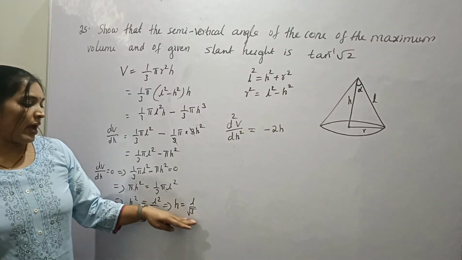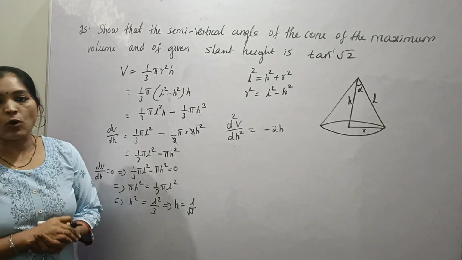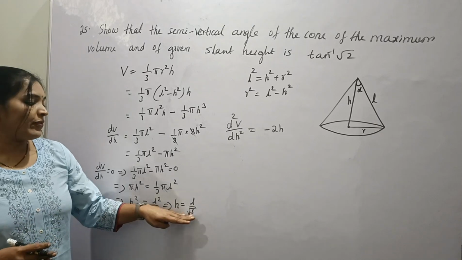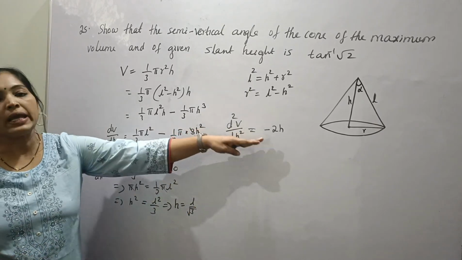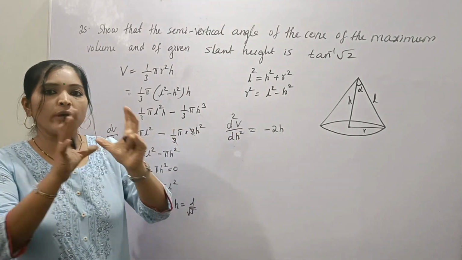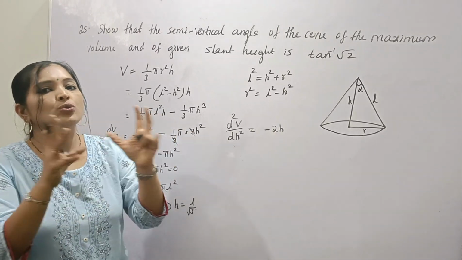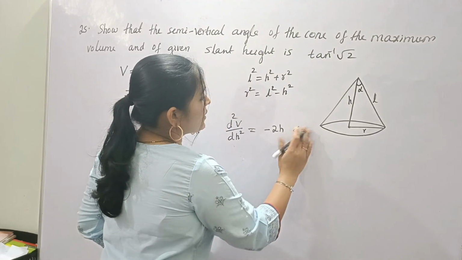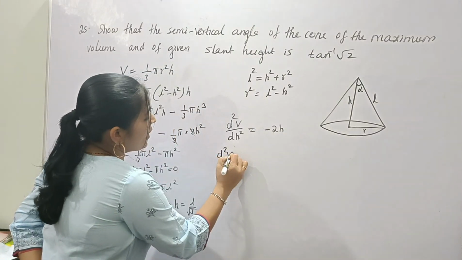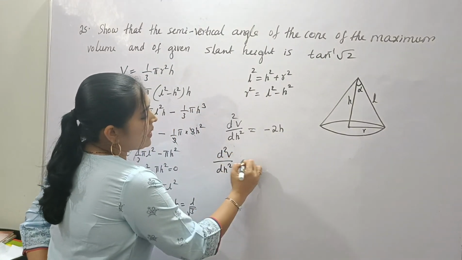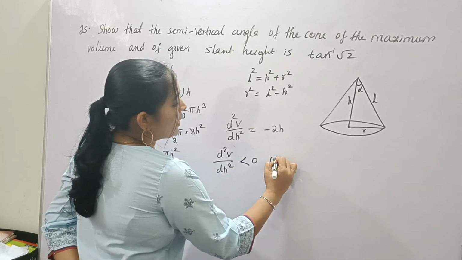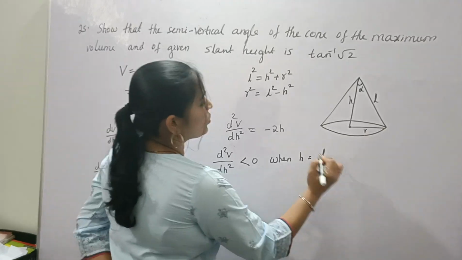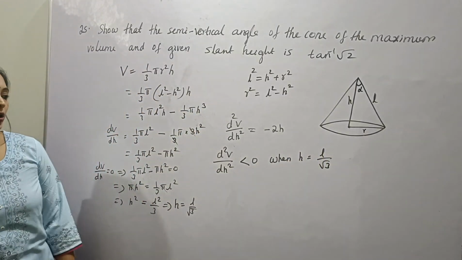And if we substitute, see our h is equal to L by root 3, L is constant, right? Because it is the slant height of the cone, it is always positive. So when we substitute h is equal to L by root 3 here, we will get minus 2 into a positive value, right? Minus 2 into a positive quantity is minus, always minus. So it is less than 0. Here we will write d square v by dh square is less than 0 when h is equal to L divided by root 3.